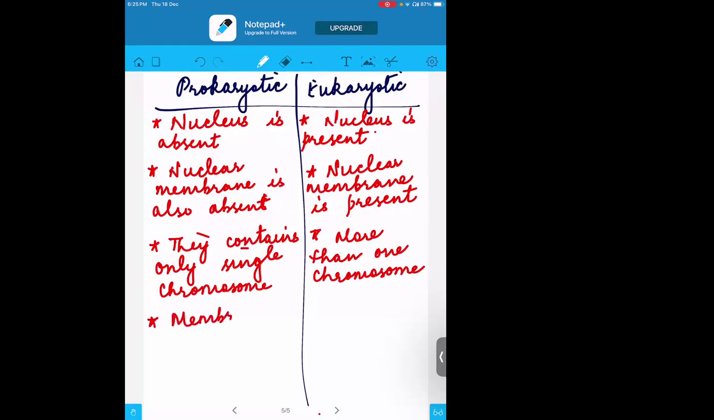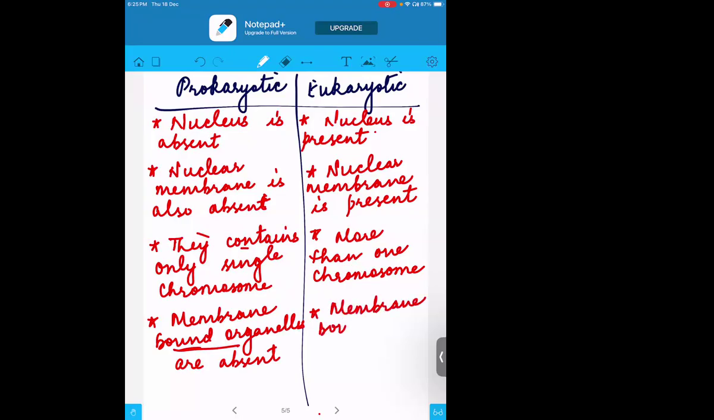Then in the prokaryotic, they do not have membrane-bound organelles. It means the organelles which have an outer covering are called membrane-bound. So they do not have an outer layer of covering in some of the organelles. So membrane-bound organelles are absent. Whereas in the eukaryotic, membrane-bound cell organelles are present.